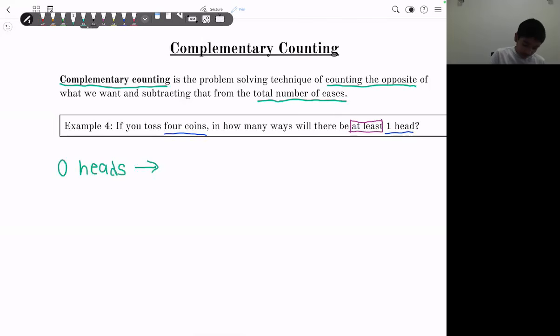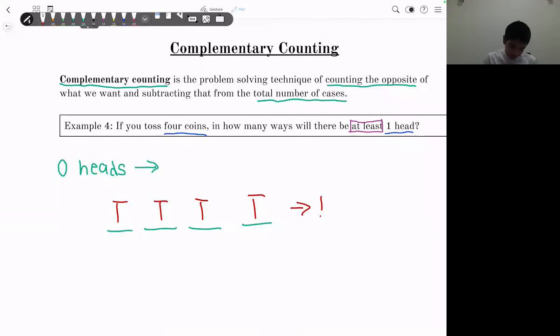So let the 4 coin flips be given by these 4 slots. If there's 0 heads and 4 coins, there's going to be 4 tails. So all 4 of these will have to be tails. So there's one way for this. But now what about the total number of ways?